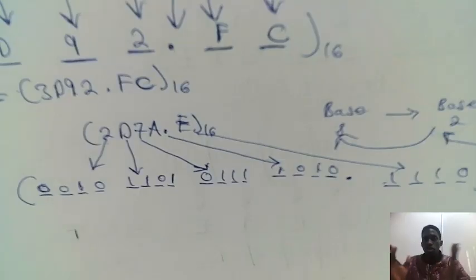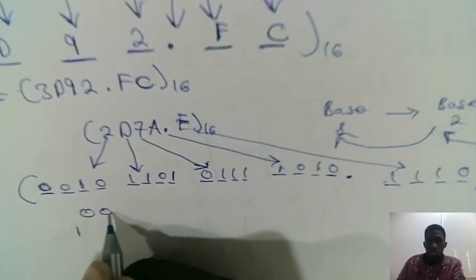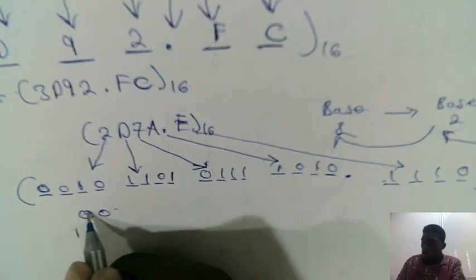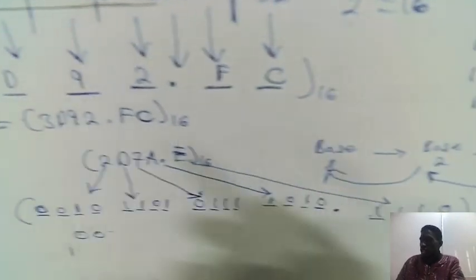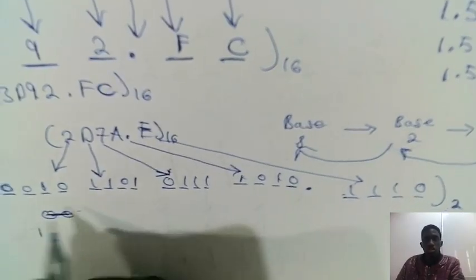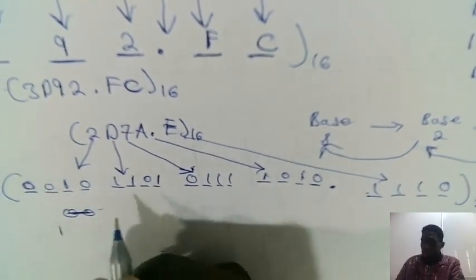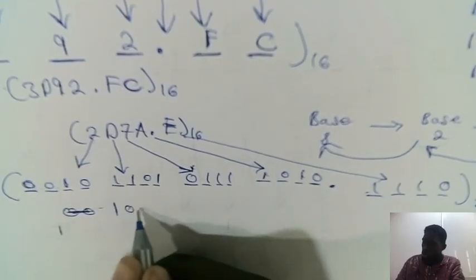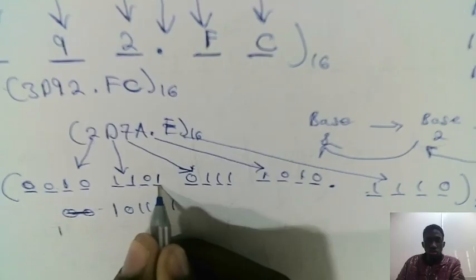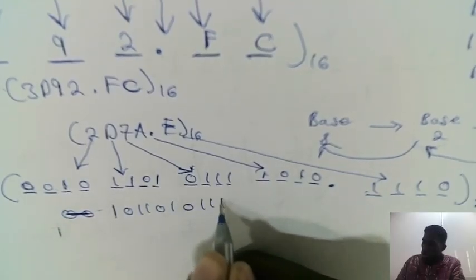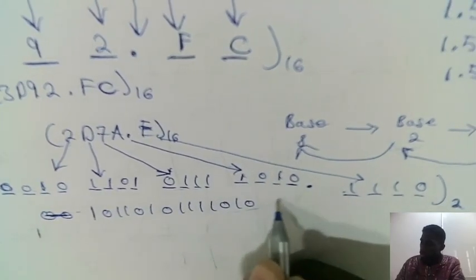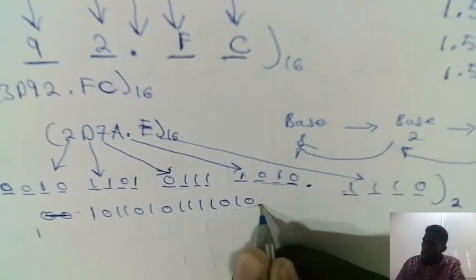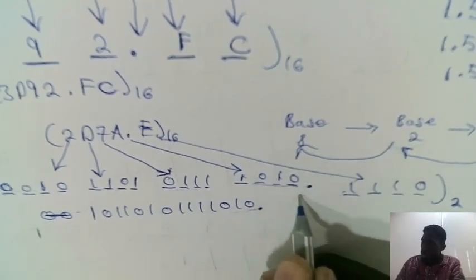So we're going to squeeze it together to get the full number. We can omit the zeros in front of the number because, as usual, 005 is the same thing as 5, so we can drop the zeros in front. There's no need for these 2 zeros here. So we start from here: 101101, 0111, 1010, point.